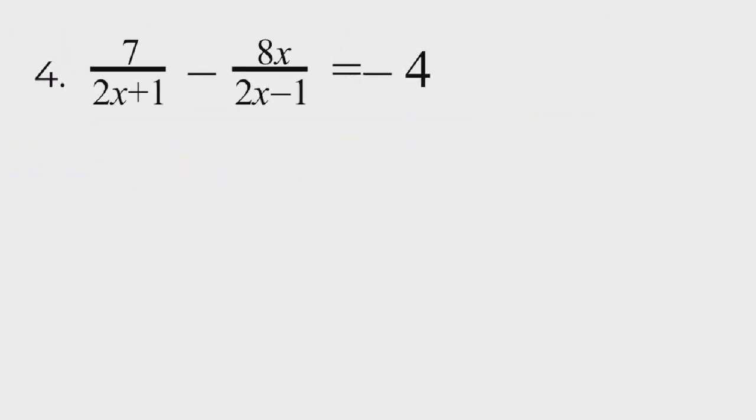Next, we have this problem here. Again, we're going to look at the denominator. So that's 2x minus 1, and that'll help us figure out the domain. They're both the same, so we can just do this once. 2x minus 1 cannot equal 0. So that means 2x can't equal 1, so x can't equal 1/2. This is going to be our domain.